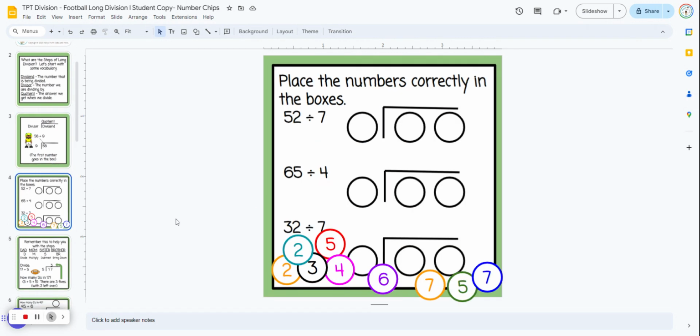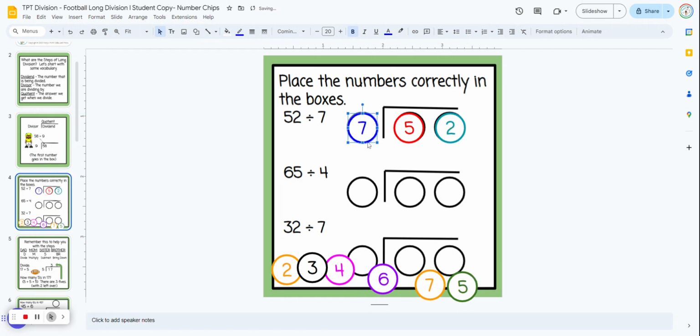So slide 4 has all of the numbers. This should be fairly simple for the students. Good practice moving the number chips, and it just reinforces for the students where the numbers go in each of these division problems. So we just click and hold on the edge, and then we can move these into place. So we have 52 divided by 7, and the color doesn't matter, just the number. And every slide has every number the students need.